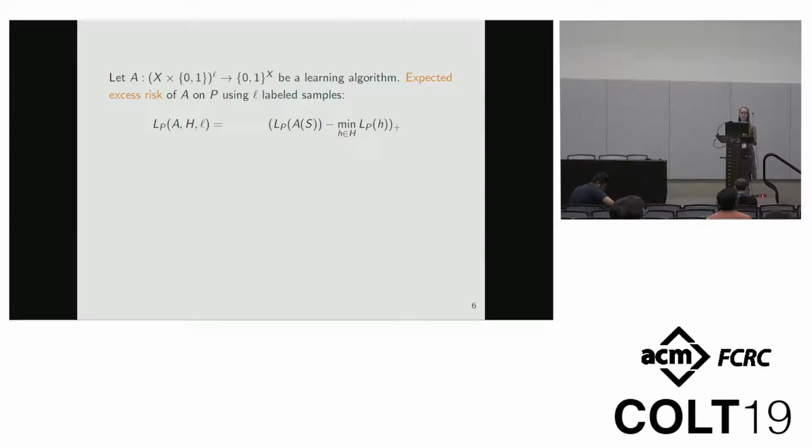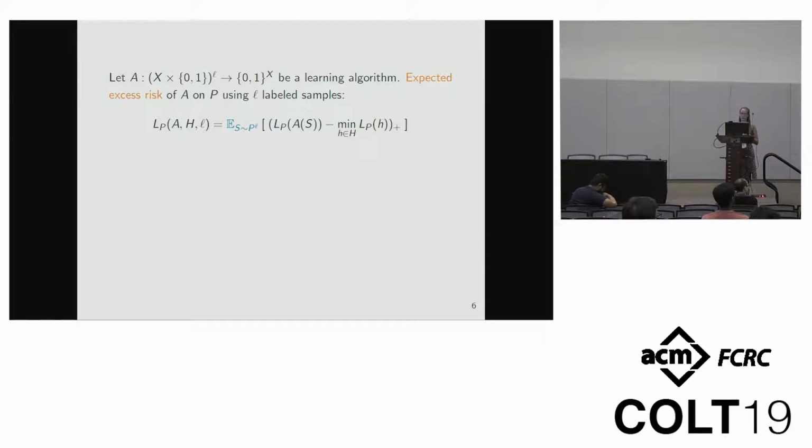Then we measure the performance of this classifier using the expected excess risk. So we evaluate how much worse the classifier returned by this algorithm is than the best in the hypothesis class H, in expectation over all possible samples. Now, PAC sample complexity bounds would be another way to look at this, but then we introduce additional parameters and it becomes more complicated, which is why we opt for this view.